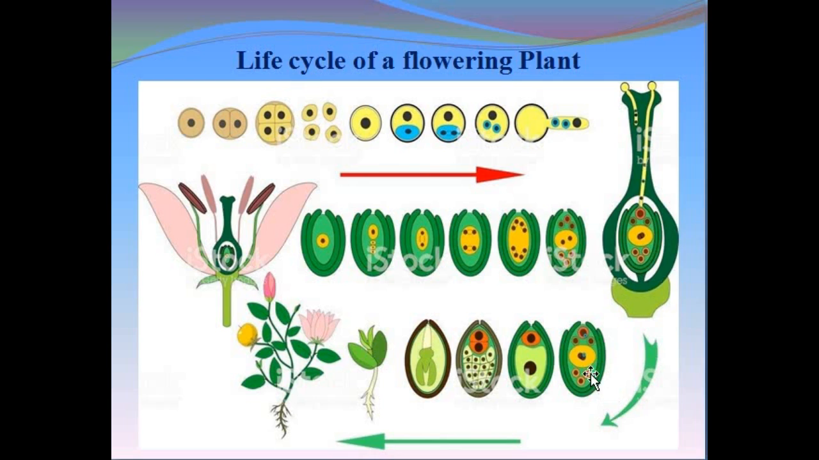So after double fertilization, diploid zygote develops into embryo, whereas triploid PEN develops into endosperm. So endosperm is a nutritive tissue which will give nourishment for the developing embryo. Embryo later develops into a plantlet.